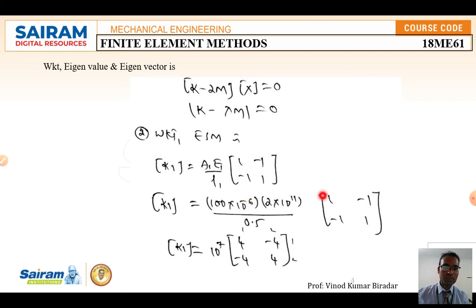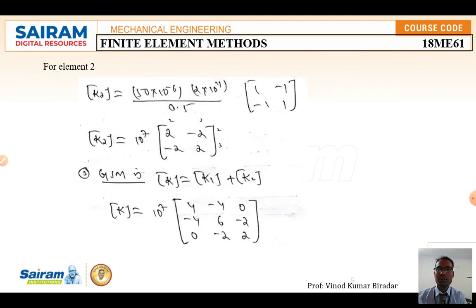If you multiply inside, you get 4, minus 4, minus 4, 4. So K1 is equal to 10 to the power of 7 times the matrix [4, minus 4; minus 4, 4]. For the first element, the nodes are 1 and 2, so you have to write 1, 2 here. This is the first element.